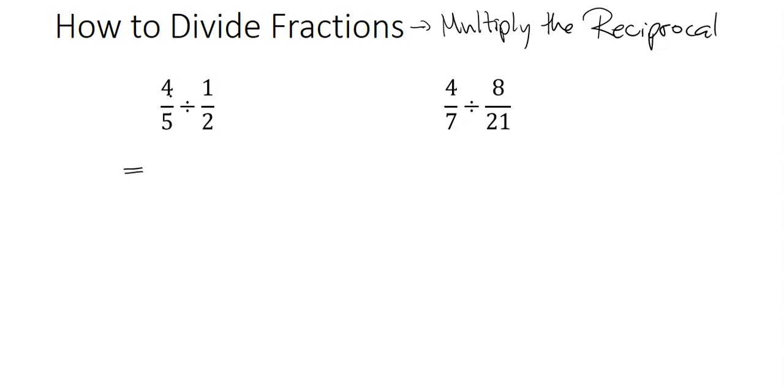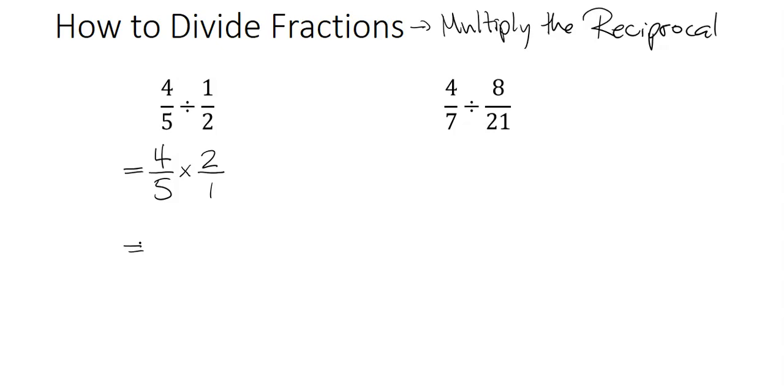Here are the steps. Your first fraction stays the same. And then division changes to multiplication. And then we write the reciprocal of 1 over 2. It's 2 over 1. So when you reciprocate, you take that fraction and you essentially turn it upside down.